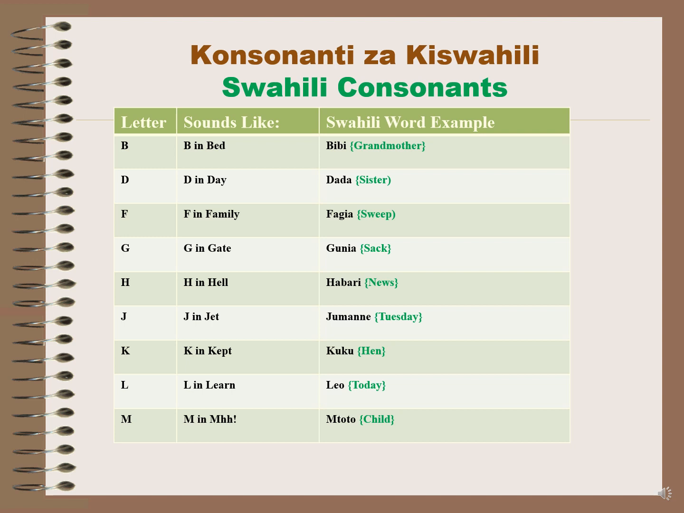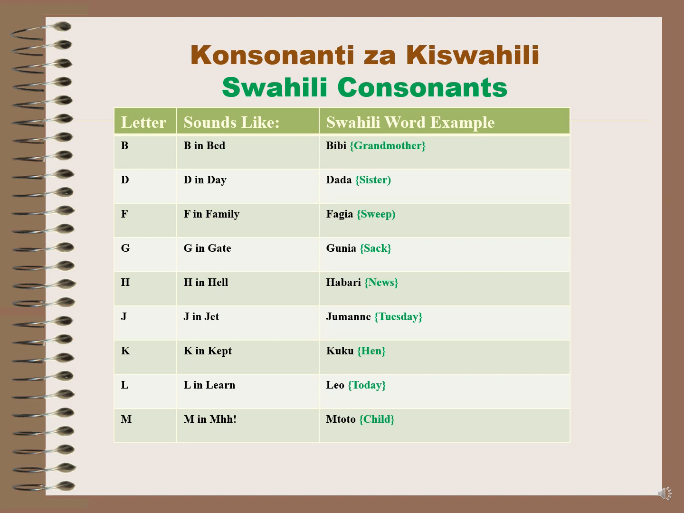Fa or F is like F in family, and the Swahili word for this letter is fagia, meaning sweep. Ge sounds as in gate in English, and the Swahili example of ge, the word that starts with g, is gunia. H is he, as in hell, and an example that we have in Swahili is habari, meaning news.